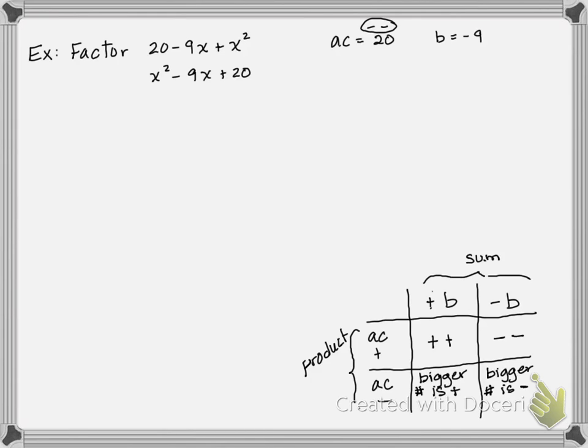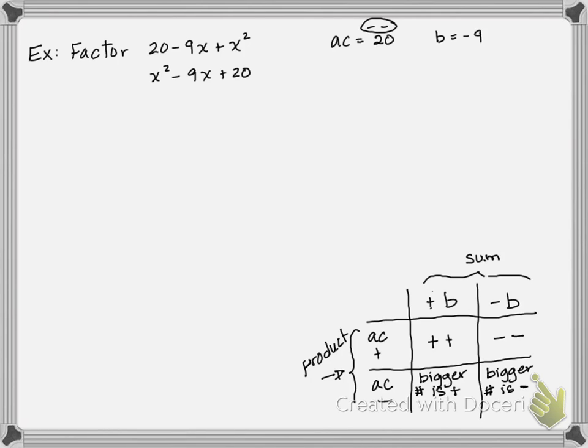So the first thing I always ask myself is, do I have two numbers with the same sign or one of each? And I can figure that out just by looking at the sign of AC. And then B tells me if they're both positive or negative. If I have one of each, B tells me which one's bigger.